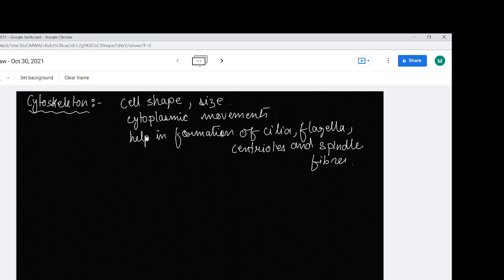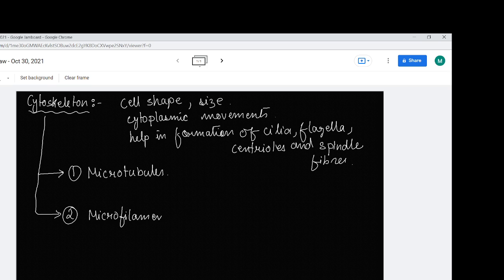Now, there are three main types of cytoskeleton, so it can be broadly categorized into three types. First is called as the microtubules. Then the second one, it will be called as the microfilament. And the third one, it is called as the intermediate filament.